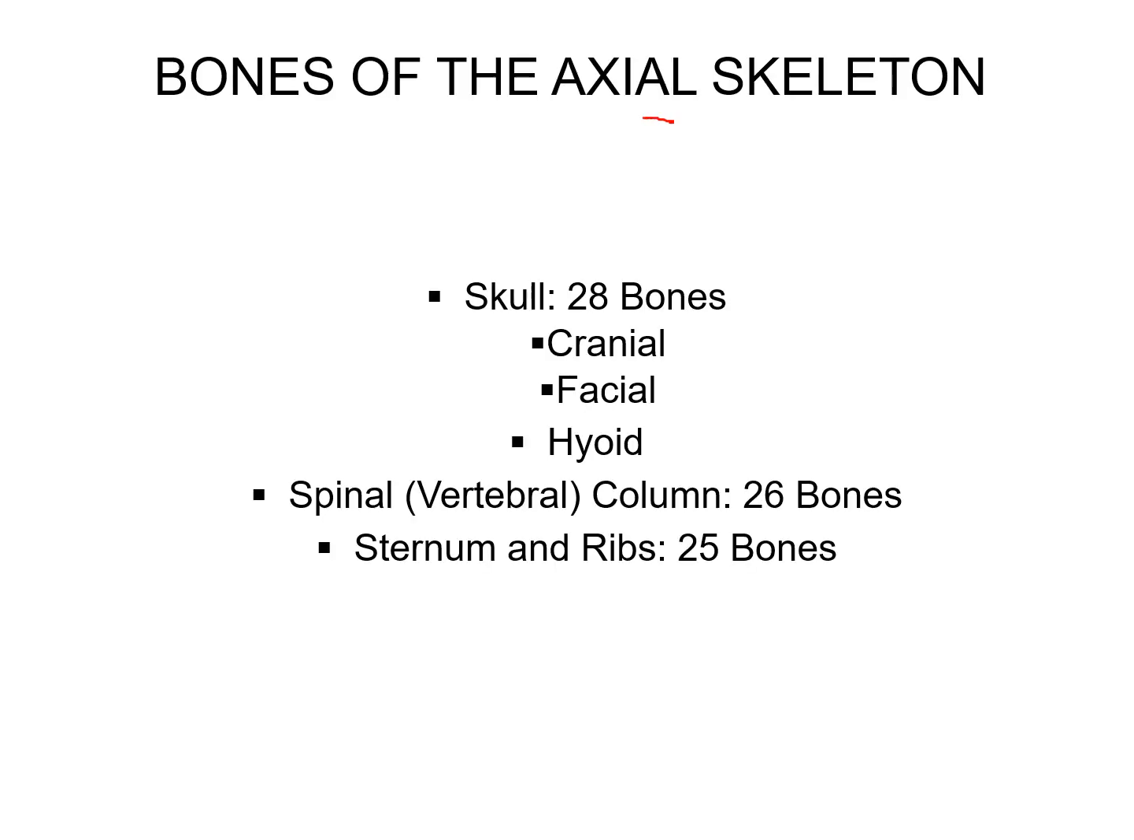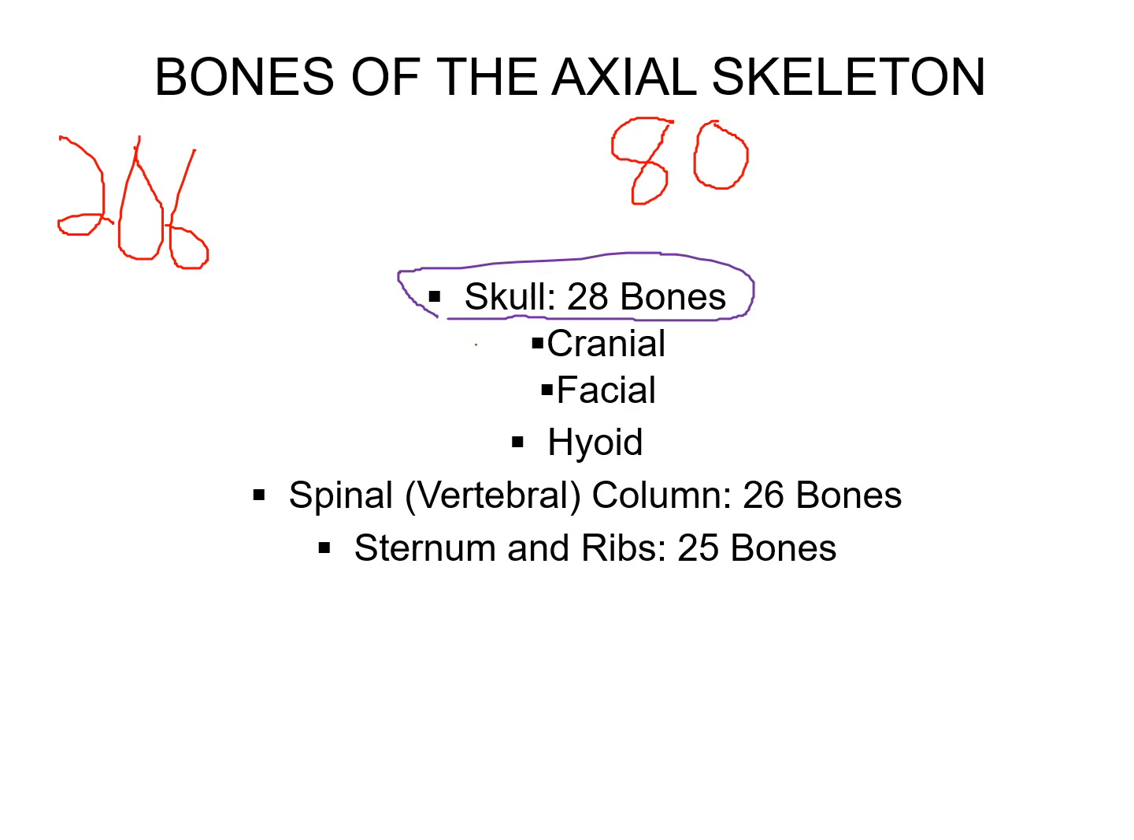So recall at the very beginning of the chapter, we have 206 total bones in the body, right? And 80 of them are represented here in the axial skeleton. And we're going to cover all of these. You can see that there are 28 total bones in the skull. And when we talk about skull, we're talking about the bones in your head and also the bones of your face. So combine those two together, that makes up your entire skull.